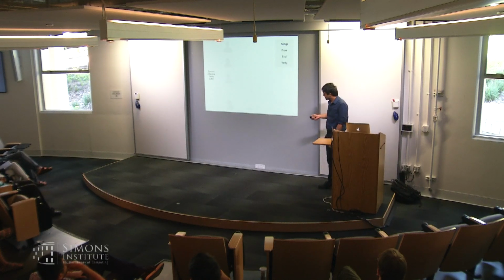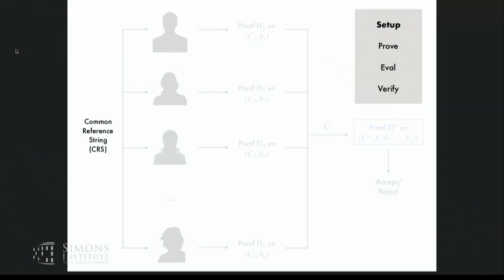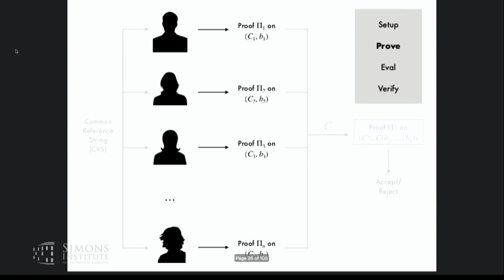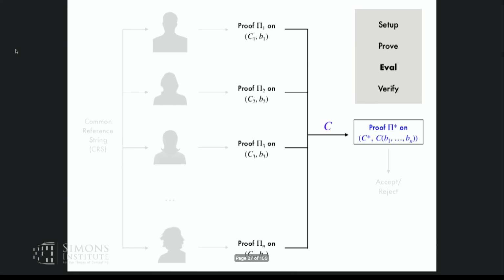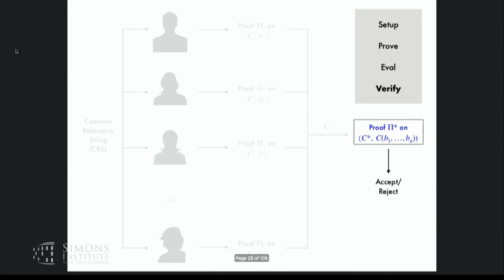I'm just going to pictorially denote how these algorithms work. We have the setup algorithm that generates a common reference string. This common reference string is given to different parties who generate proofs on many instances. Then there is a public homomorphic evaluation algorithm that takes as input these different proofs on different instances and gets the final proof, and then the verification algorithm outputs accept or reject.